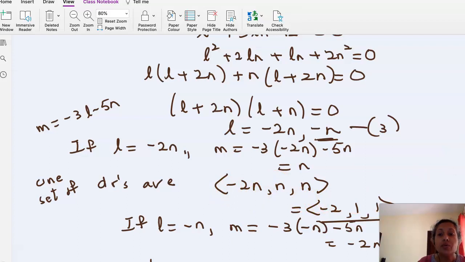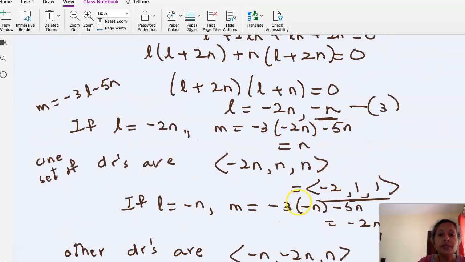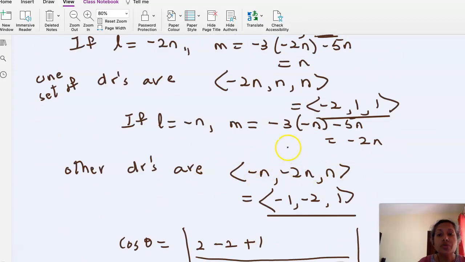And if l equals -n, substituting here, what is m? m is -3l - 5n. So you get -3 into -n minus 5n. That will give you -2n. So your other direction ratios will be l, m, n, so -n, -2n and n. Divide by n throughout, so you get -1, -2 and 1. So these are the direction ratios of the two lines.